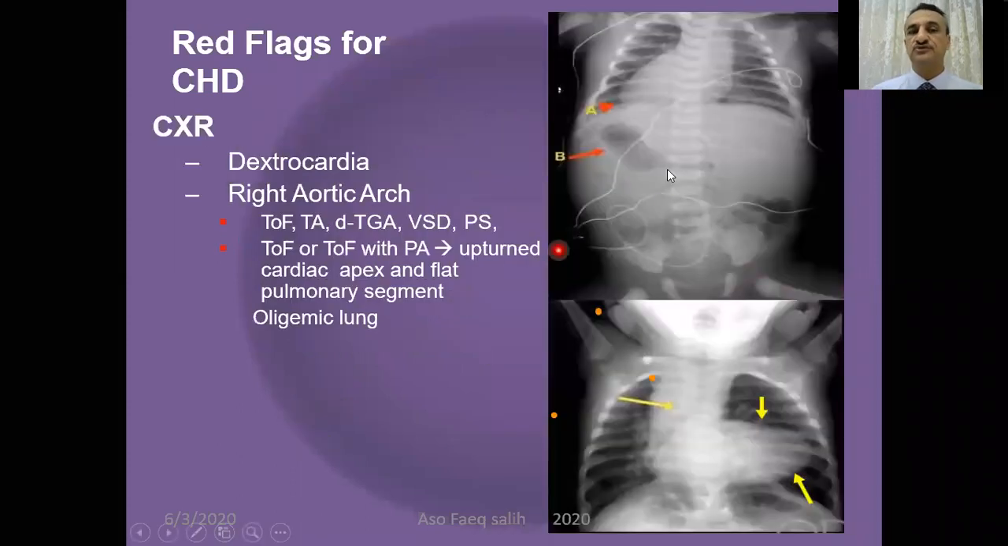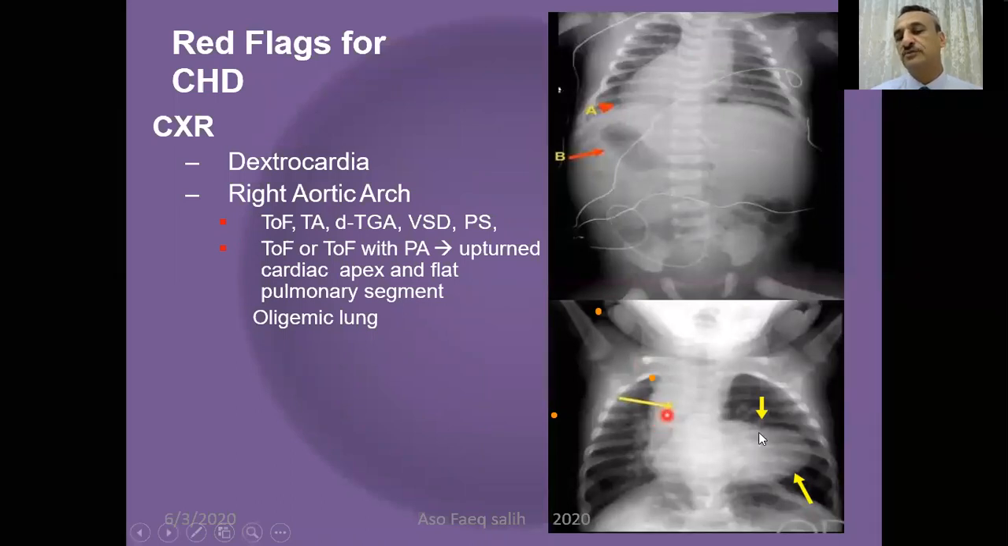The next stage is to do a chest X-ray. When you are dealing with your patient, you may face a patient with dextrocardia. You see how the heart is facing to that side. The heart should be here, but it faces to the other side. That's a dextrocardia.